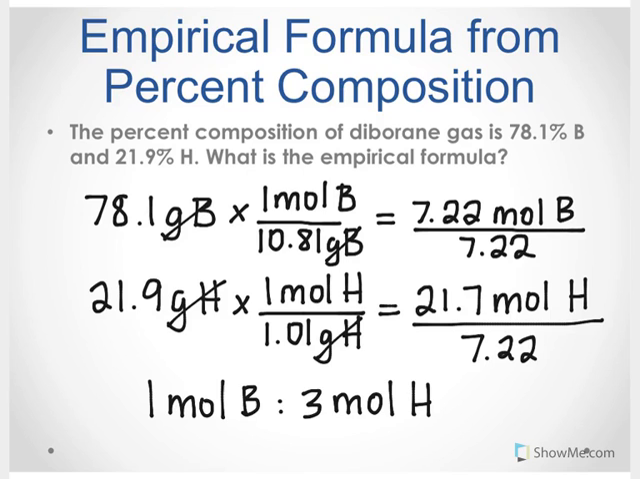So we can determine the empirical formula based on that. And remember, when we're writing a formula, we don't use the subscript 1, so we just write the letter B. And then next to that, we write H and how many we have, which is 3. So our empirical formula for diborane gas is going to be BH3. Okay, let's do another example.